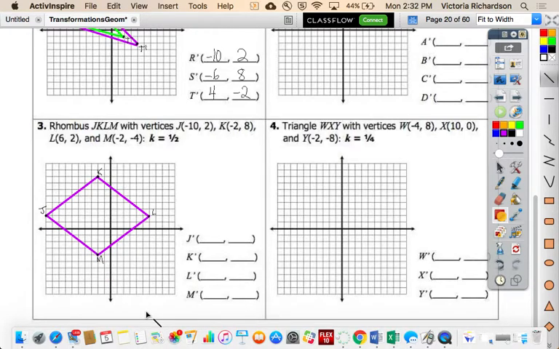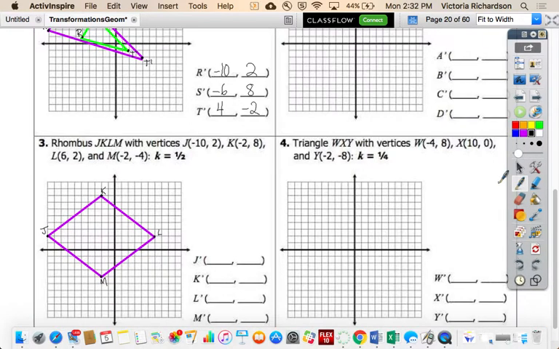Now my scale factor is k equals 1/2, which means I'm going to multiply every ordered pair by 1/2. If you struggle with fractions, you can change that 1/2 to a decimal, which is 0.5, and you can use your calculator and multiply them out. So I'm going to take every ordered pair and multiply it times 0.5.